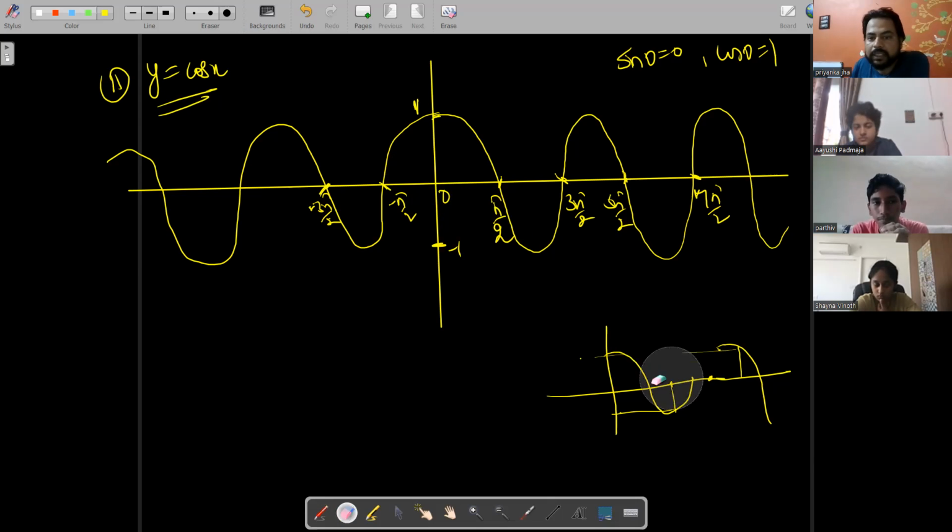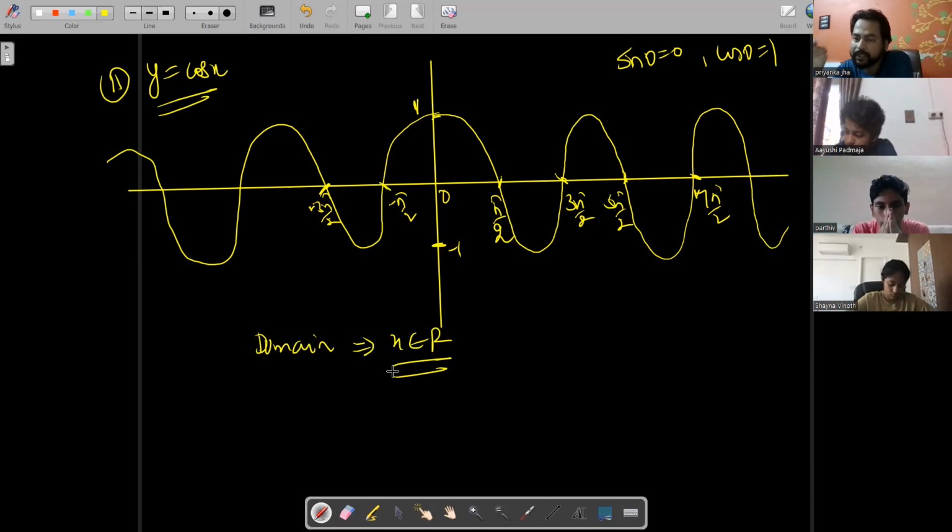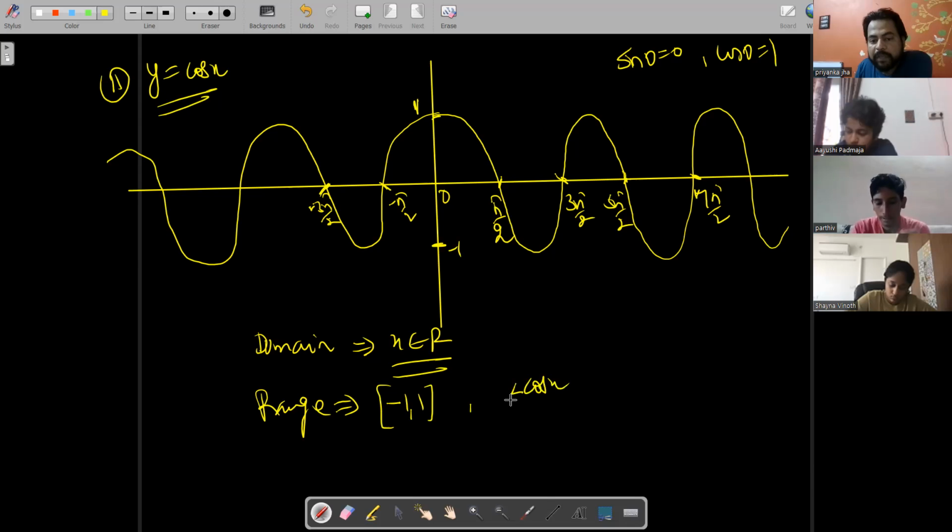Another term for this is continuous function. If you draw the entire curve without lifting your pen, it means that the function exists and is continuous, right? So again, the domain of cos x is all real values of x. For each value of x, sin x and cos x exist. So the domain is all real values of x, and the range is -1 to 1. Cos x lies between this range. The maximum value of cos x is 1 and the minimum value of cos x is -1.